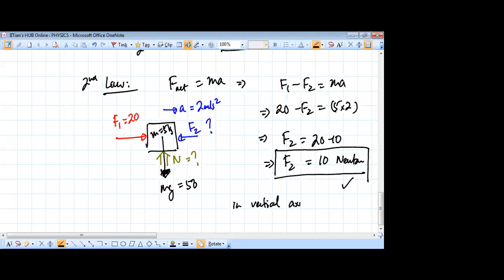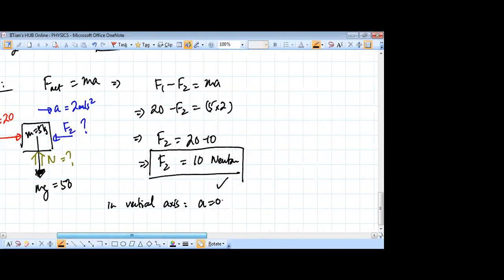And of course, in the vertical direction, the vertical axis, the acceleration is 0. There's no component of acceleration along the vertical axis. So the net vertical force should be 0, because the vertical acceleration is 0. So that means normal reaction and mg should cancel.